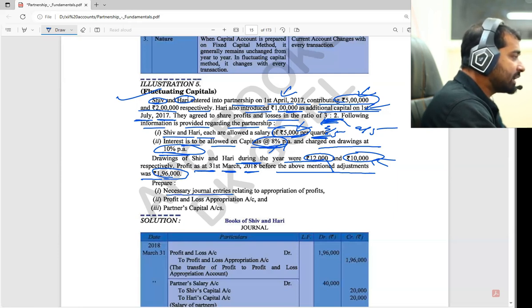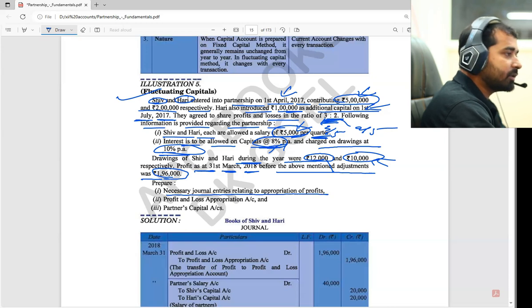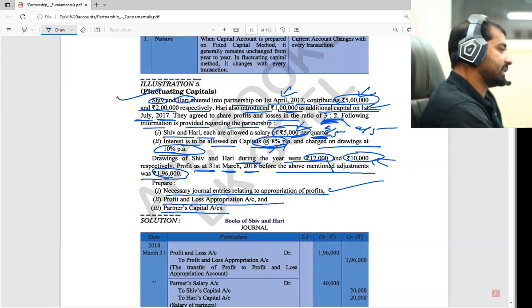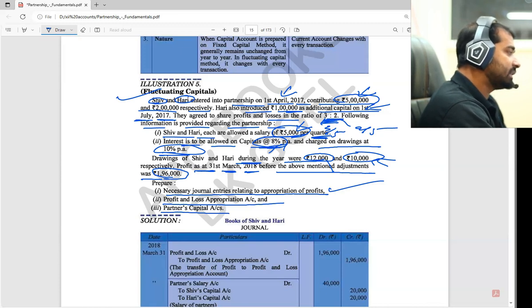Prepare necessary journal entries relating to the appropriation profit. We'll see the profit and loss appropriation account and the partners' capital account. All three things they are asking. Okay, so let's see that one by one.